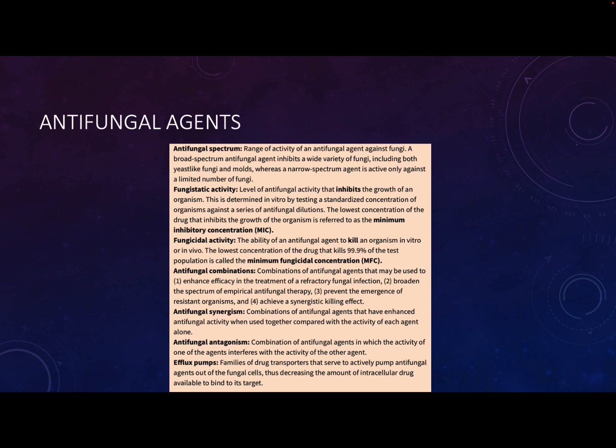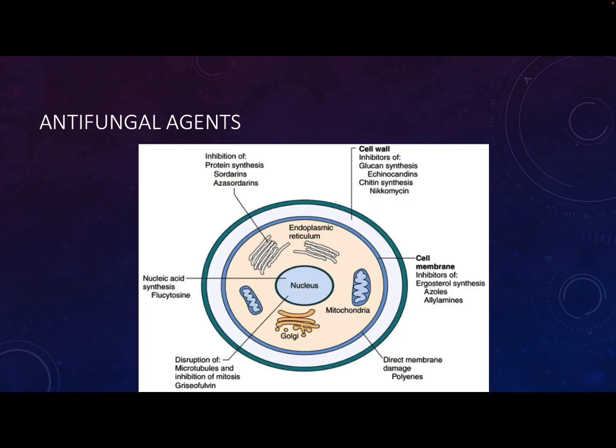Fungi are also tricky because fungi are very similar to our cells. You may not think that a fungus is similar to you, but it is. So these are just terms that you might expect: antifungal spectrum, fungistatic, fungicidal, right? We just replace bacteria with fungi, and those are the terms. But identifying the targets is trickier.